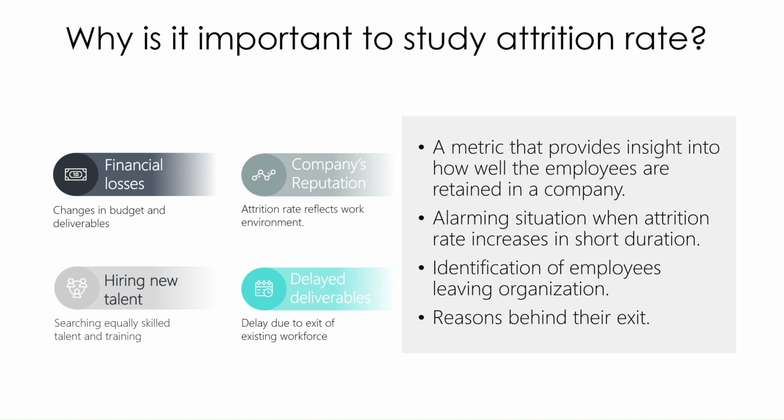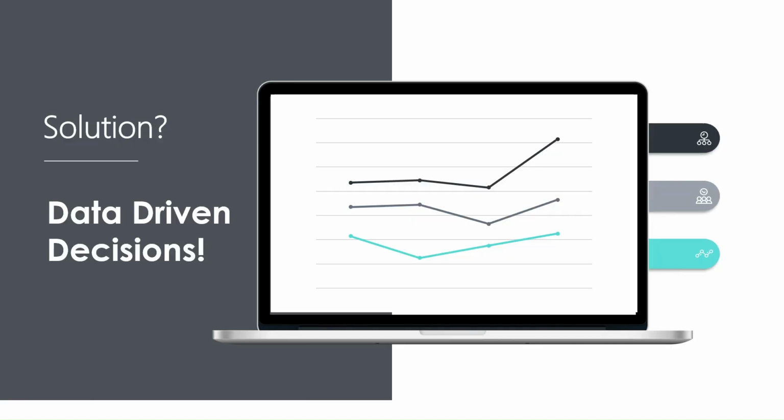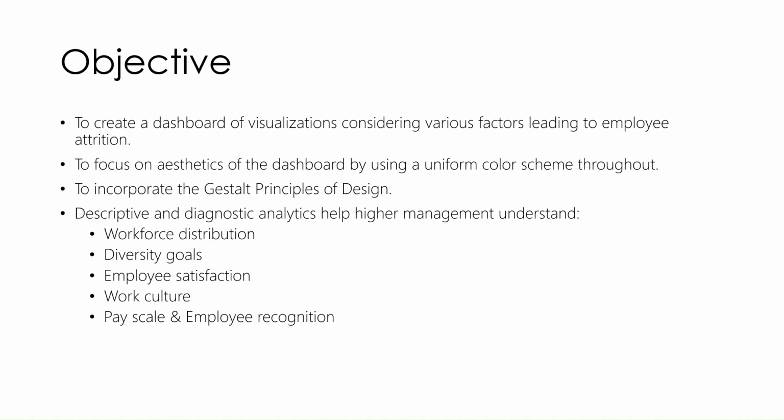There are four major reasons because of which the rate needs to be taken into consideration, which are the financial losses that are incurred by a company, hiring of new talent as they need to search for equally skilled people, and the deliverables get delayed as the existing people leave. It also hampers the company's reputation because the attrition rate indirectly reflects the work culture of the company. The solution to this could be data-driven decisions, of course.